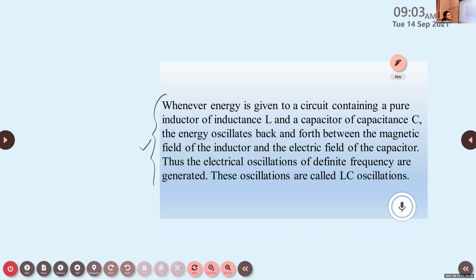Whenever energy is given to a circuit containing a pure inductor of inductance L and a capacitor of capacitance C, the energy oscillates back and forth between the magnetic field of the inductor and the electric field of the capacitor. Thus, the electrical oscillations of definite frequencies are generated. These oscillations are called LC oscillations.